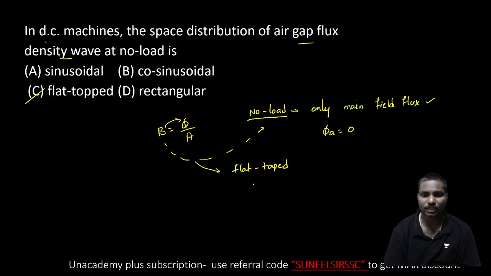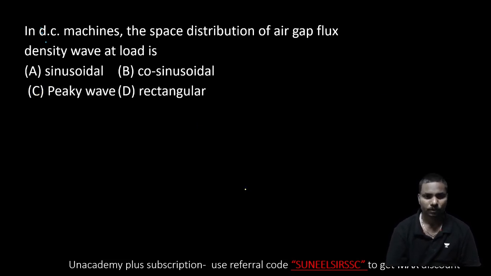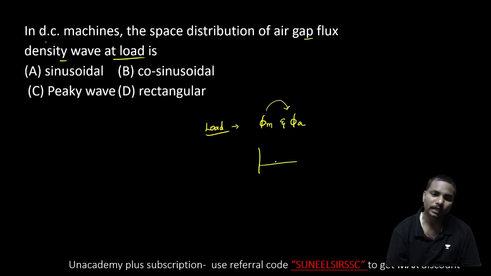If we have armature reaction, in the loaded case, the same question, the flux density wave at loaded condition. In the loaded case, we have main field flux and also armature flux. So with some magnetizing effect, instead of a flat top we get a curve, a peaky wave. So flux density in the loaded case is a peaky wave. So the answer is option C.